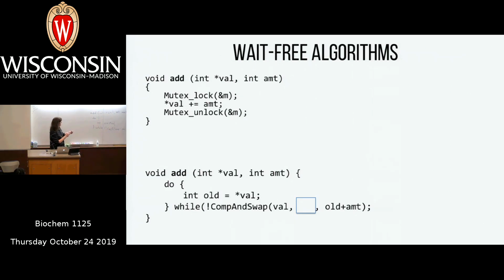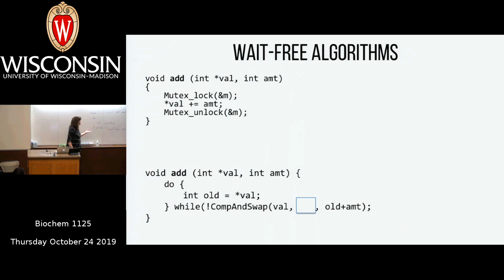Okay, so what are we doing here? We want to be able to add amount to the value that's stored at that address. And so what we're going to do is remember what the old value was that was stored in this address. And then as long as someone else doesn't race in and change that value, we are going to be able to update that to a new value, old plus amount.